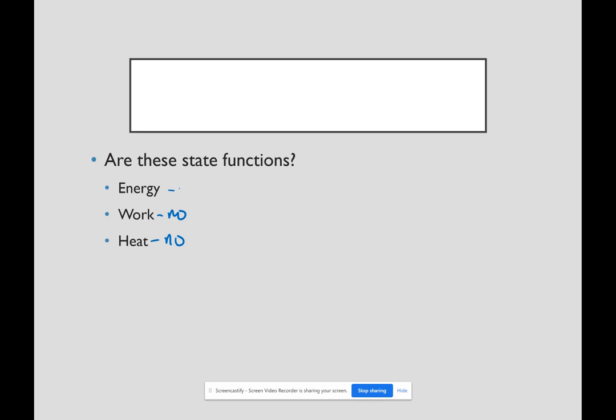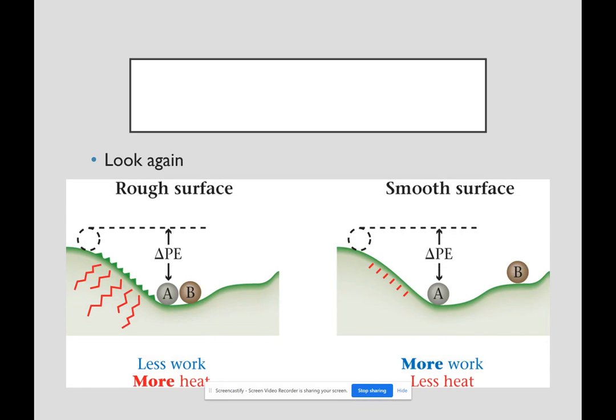But energy is a state function. The amount of potential energy that ball A had was the same regardless of the surface. And so it did transfer all of that energy. It just transferred it in different ways depending on the surface. So energy is a state function because the change in energy is the same. Ball A gets down to the bottom of that hill, it releases all its energy. And that amount is the same regardless of if it's a rough surface or a smooth surface.